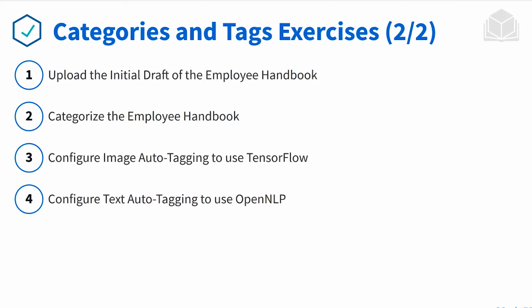Next up, we're going to upload another PDF. It's going to be our employee handbook, and we're going to categorize that asset. Once that's taken care of, we're going to configure image auto tagging to use TensorFlow, and then we're going to configure text auto tagging to use OpenNLP. So let's go ahead and get started.